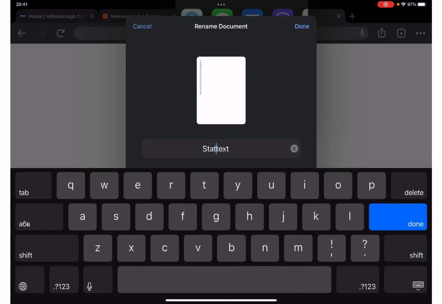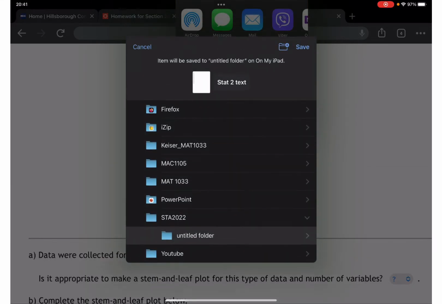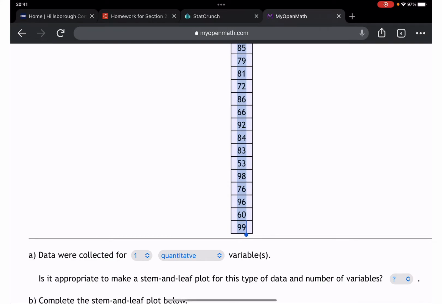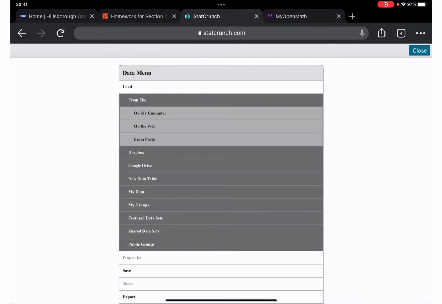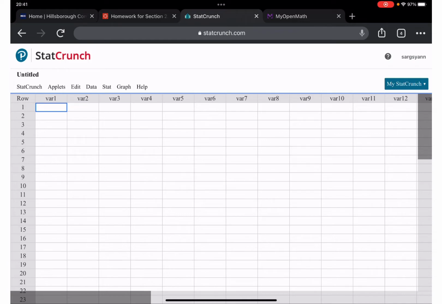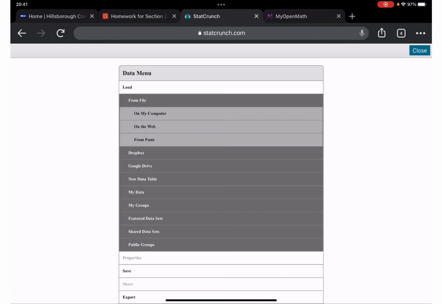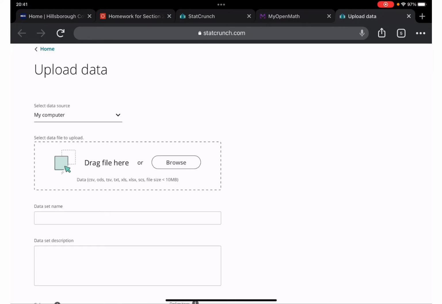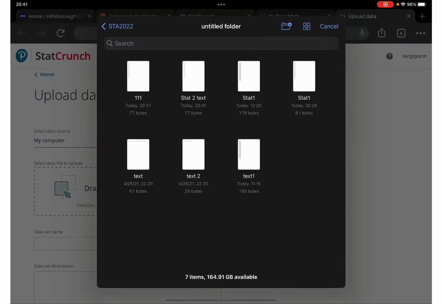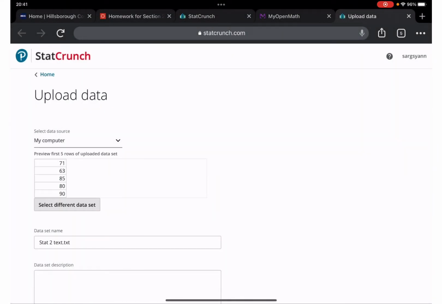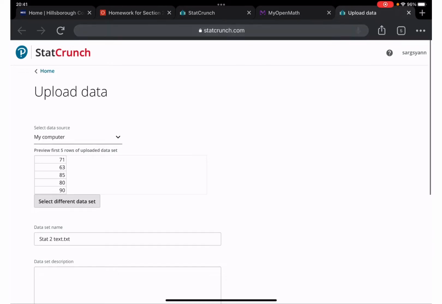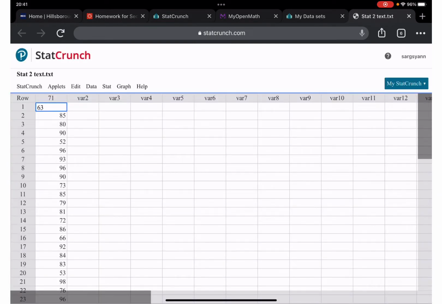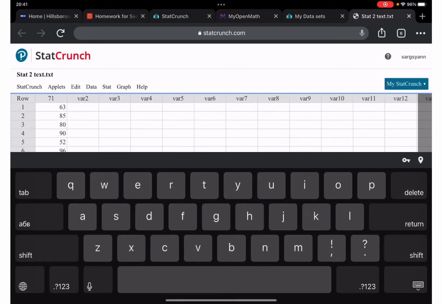Okay, I put that too. Okay, save it. And now we are going to open. Load from file, computer, browse, start two. Here we go. We got it. Very good. So 71 in the title.